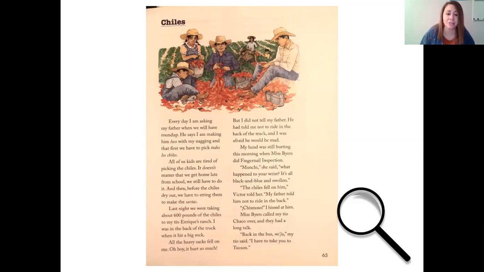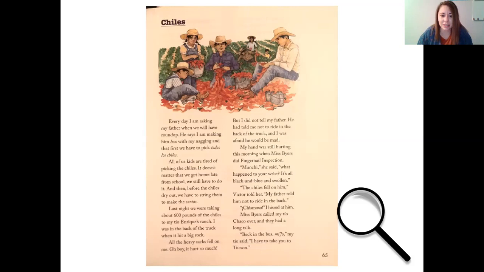Oh boy, it hurt so much. But I did not tell my father. He had told me not to ride in the back of the truck, and I was afraid he would be mad. My hand was still hurting this morning when Miss Byers did a fingernail inspection. Monchi, she said, what happened to your wrist? It's all black and blue and swollen. The chiles fell on him, Victor told her. My father told him not to ride in the back. Chismoso, I hissed at him.